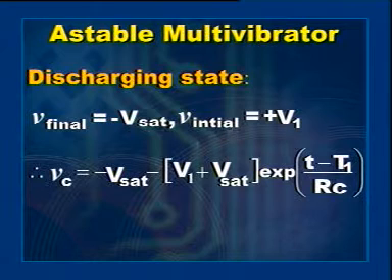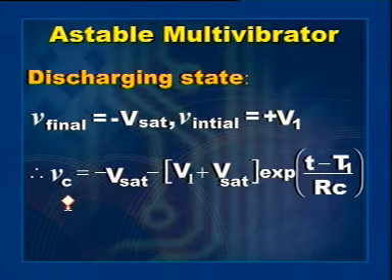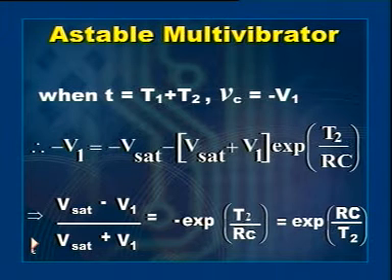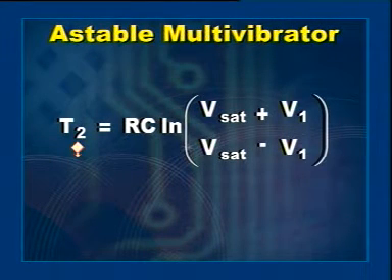Discharging state: V final equal to minus Vsat, V initial equal to plus V1. Therefore, the capacitor discharging voltage is given by the expression Vc equal to minus Vsat minus (V1 plus Vsat) into exponential of minus (t minus T1) by RC. When t equal to T1 plus T2, Vc equal to minus V1, so minus V1 equals minus Vsat minus (Vsat plus V1) into exponential of minus T2 by RC, which results in T2 equal to RC ln of (Vsat plus V1) by (Vsat minus V1).